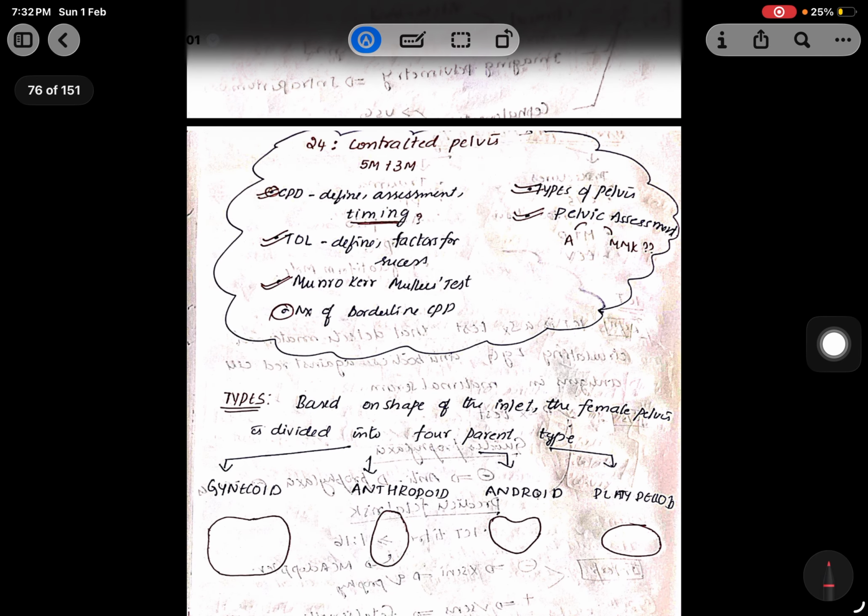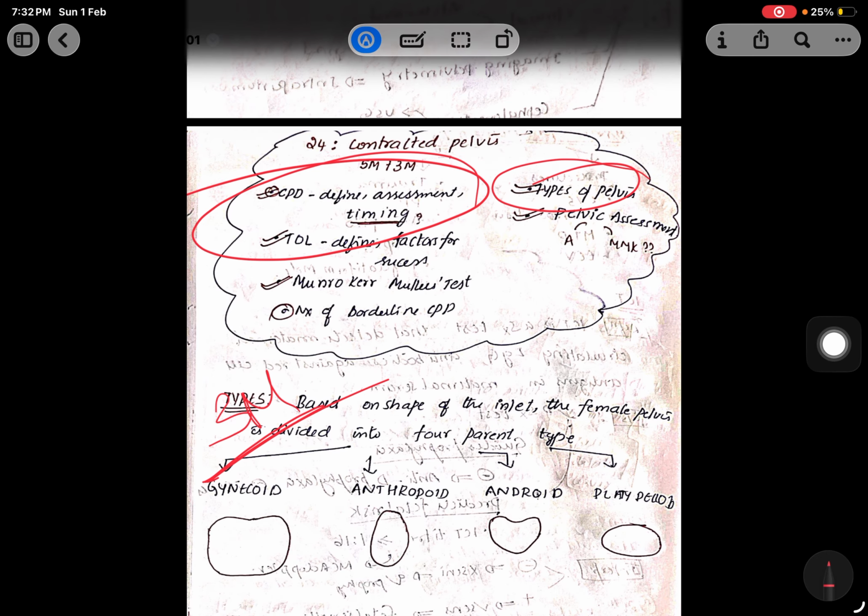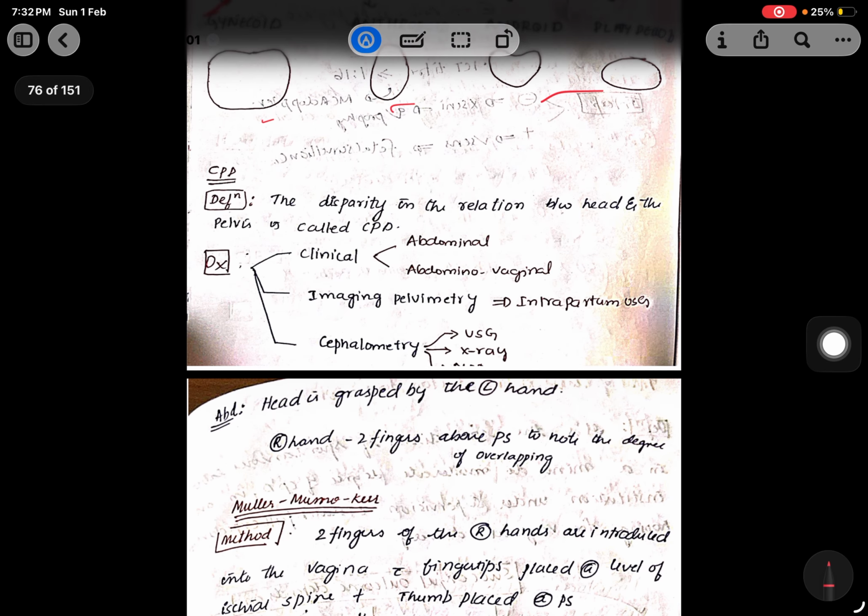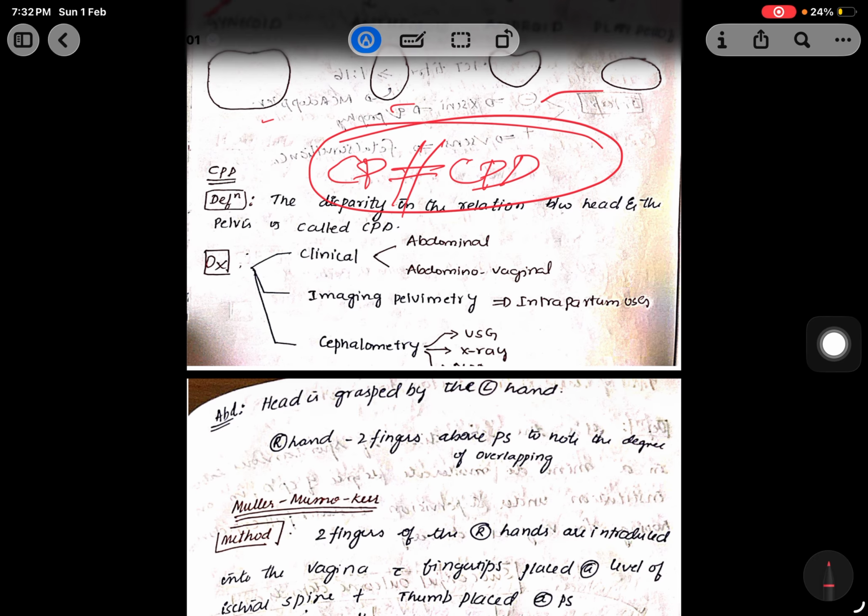Then contracted pelvis, basically CPD, is important, and types of pelvis, like a 3 marker for RS2 kind of thing. I have written a diagram, you can just go through it. So is CP equal to CPD? Never. With a contracted pelvis, you can never have a normal delivery at all, but CPD is a relative term with respect to your pelvis and the baby.